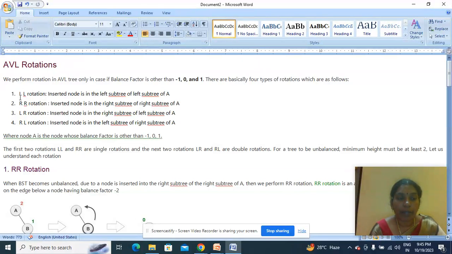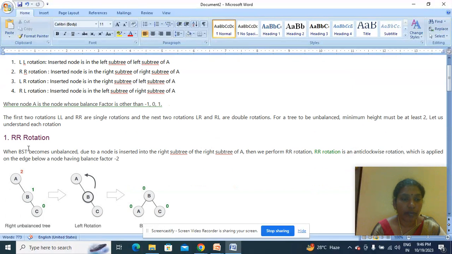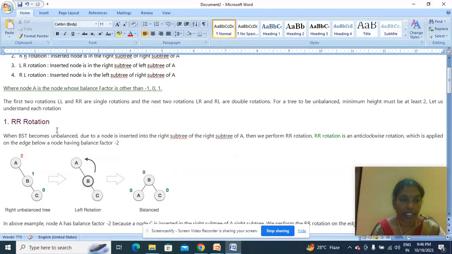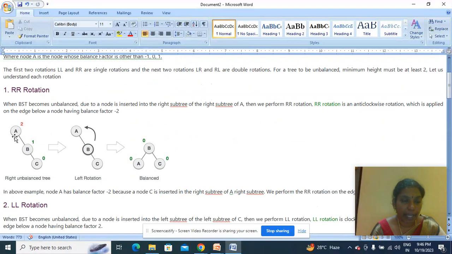Single rotation means LL or RR. This is called a single rotation. Double rotation means LR combination, RL combination. So these are the four rotations of AVL tree. First, we will discuss the rotations one by one. First rotation is the RR rotation, right subtree of right child case. So just check with this example.